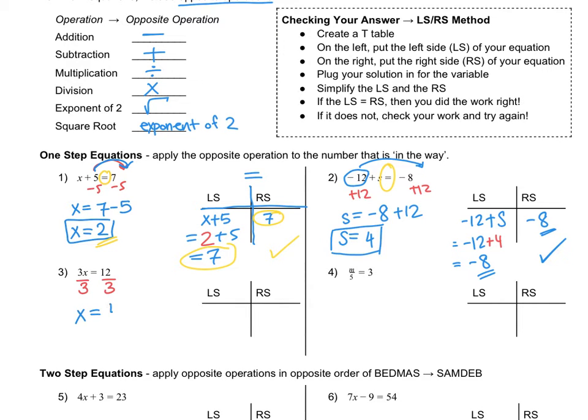And then 12 divided by 3 is 4. Let's check. The left side is 3x, the right side is 12. If I replace x with the 4 that I just got, 3 times 4 is 12. They match, perfect. Now in these one-step equations, it might be silly that I'm doing a left side, right side check, but I just want to show you how to do it.